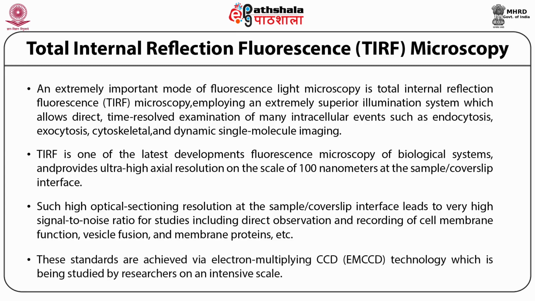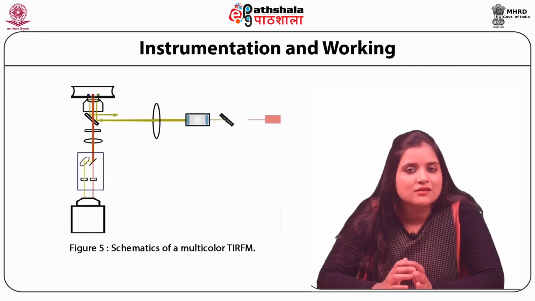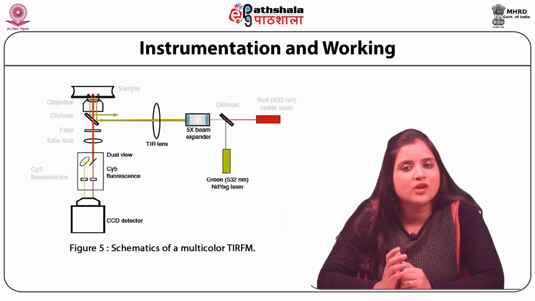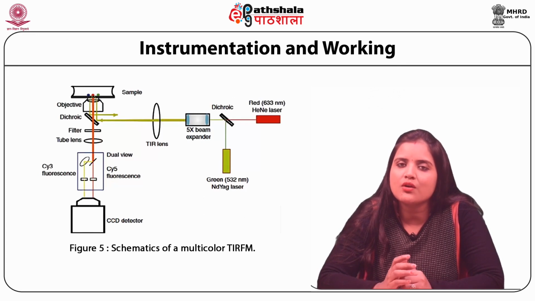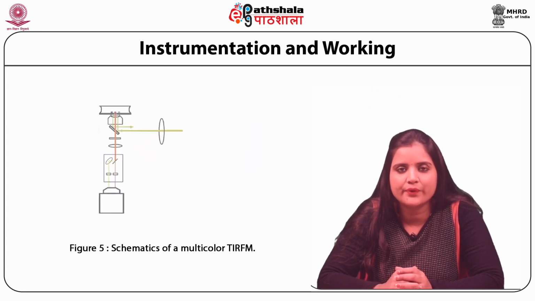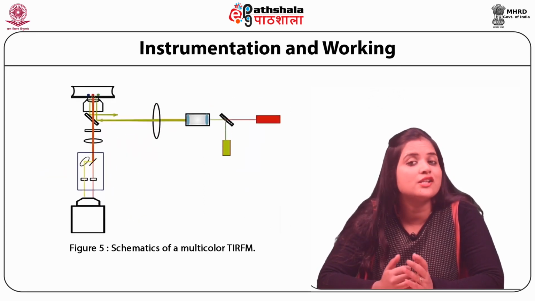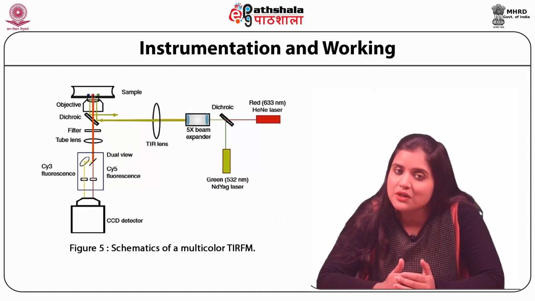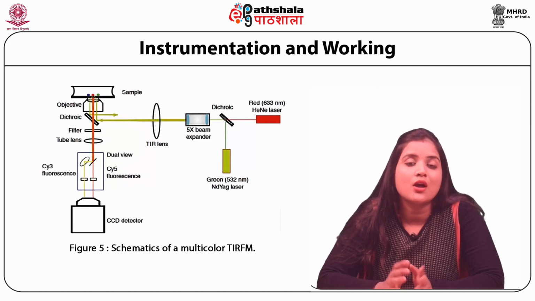These standards are achieved via electron multiplying CCD, that is EMCCD technology, which is being studied by researchers on an intensive scale. Let us discuss the various steps which are involved in the working of a typical TIRF. The steps involved in a typical TIRF experiment are as follows.